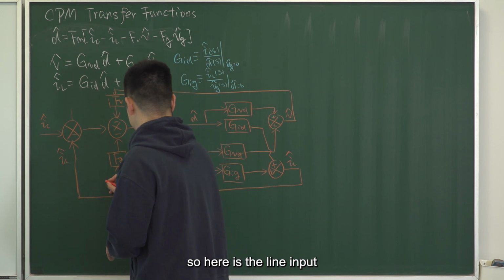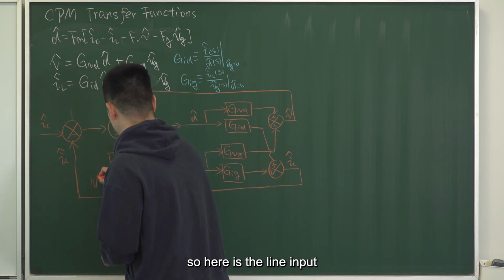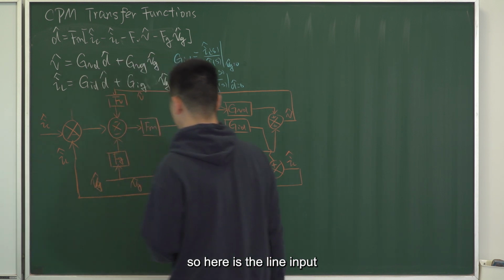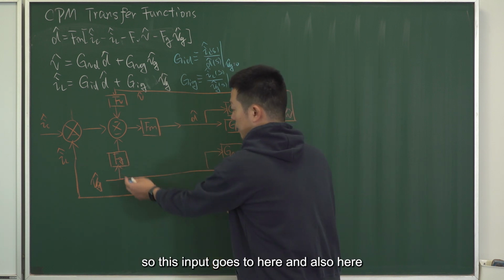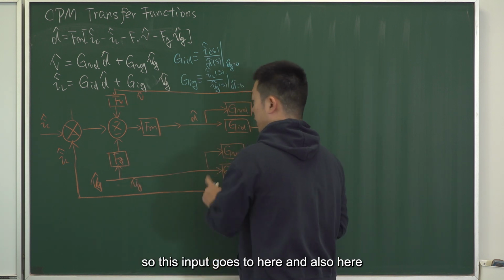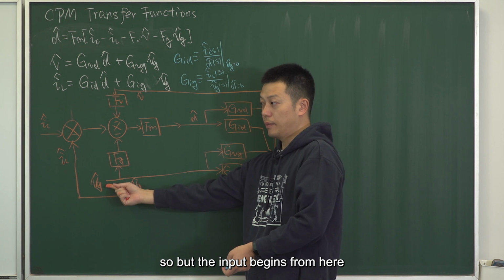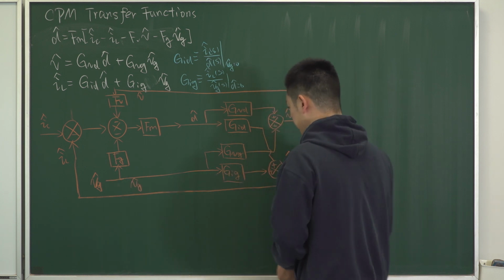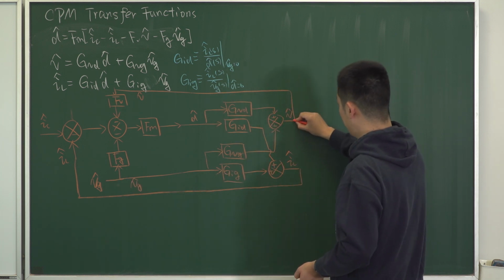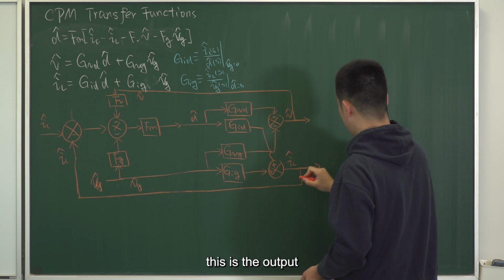Here is the line input. This input goes to here and also here, but the input begins from here. This is the output.